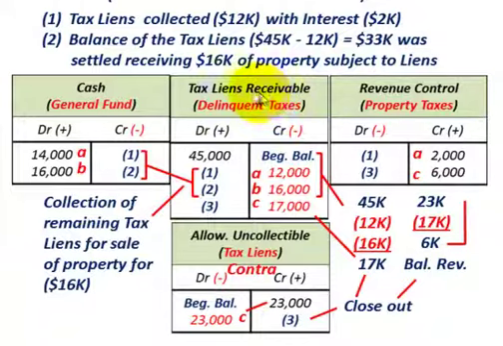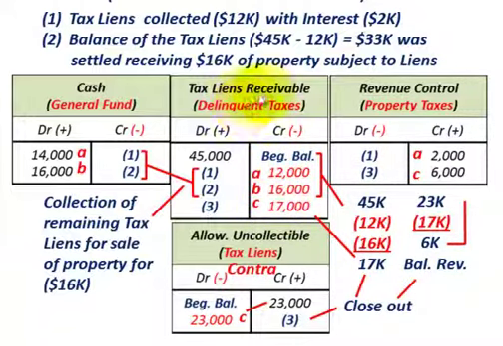Going down to our receivables for our tax liens, we credit that, reducing it by $16,000, the amount that we received in cash. Then the cash account would be debited or increased by $16,000. So that is the collection of the remaining tax liens from the sale of the property. We received $16,000, but remember we had a balance of $33,000. So now that we've sold the property, we have no more tax liens receivable or any lien against any property.